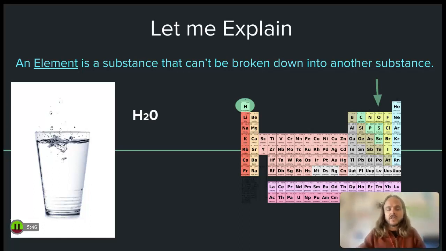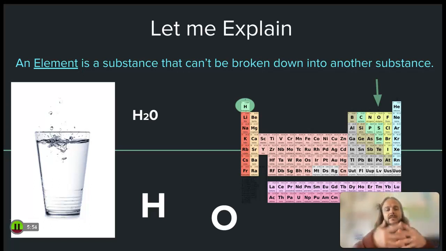But I just want you to know that if you have hydrogen by itself, you could call it an element. If you have oxygen all by itself, it's an element. But when they combine together, it's called a totally different thing. So an element is a substance that cannot be broken down into another substance.